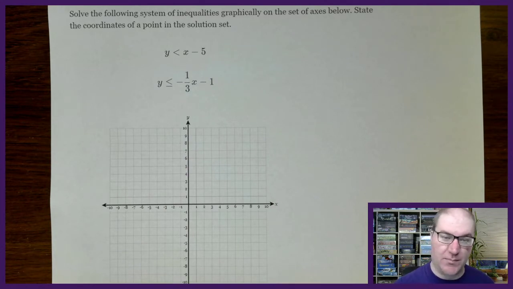So in our first example, any point in the shaded region was in the solution set. But now that we have a system, any point shaded twice, any point in both inequalities' solution sets, would be considered a solution to the entire system. So when we're done, we're going to look for a point that's been shaded twice. So let's graph this one.